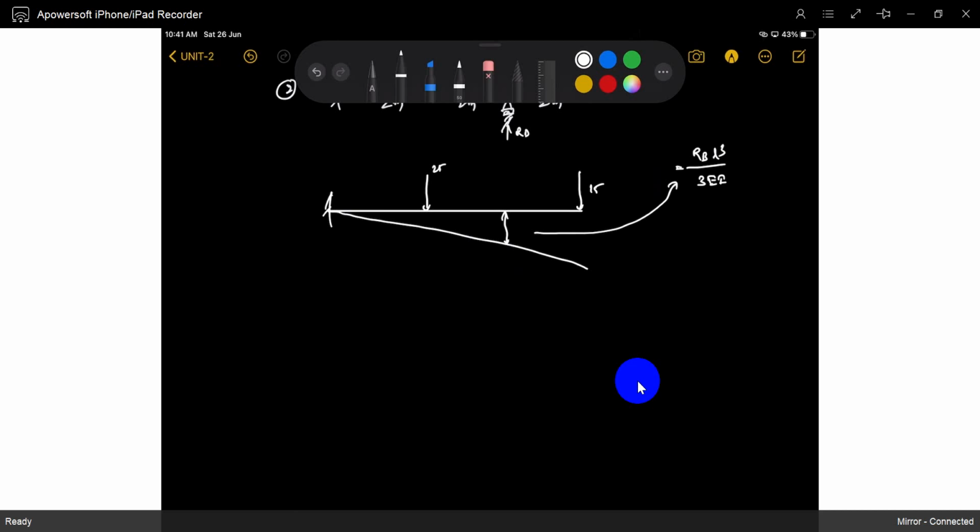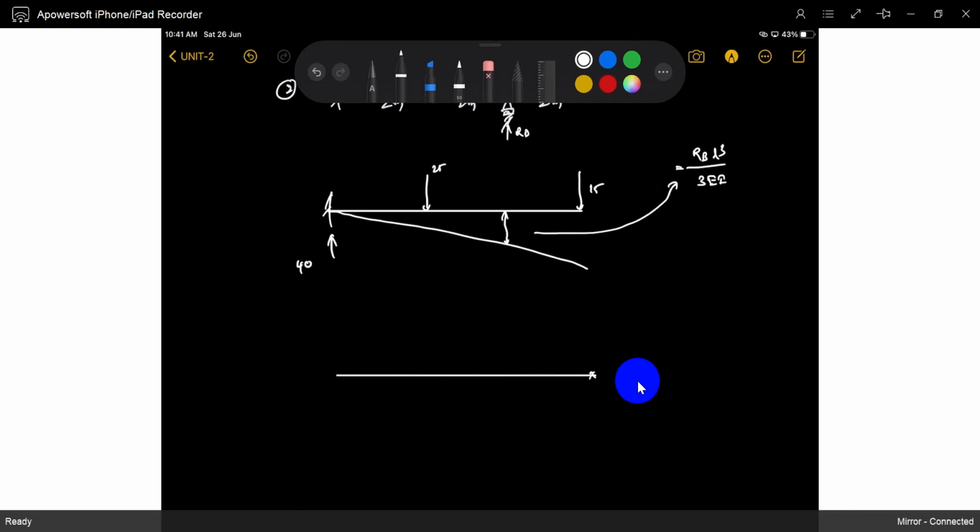So I want to find out the shear force and bending moment. What is the shear force here? 25, 15. It's a 40, no? So that's a 40. Shear force diagram, no need of the shear force. Directly we go through the bending moment diagram.